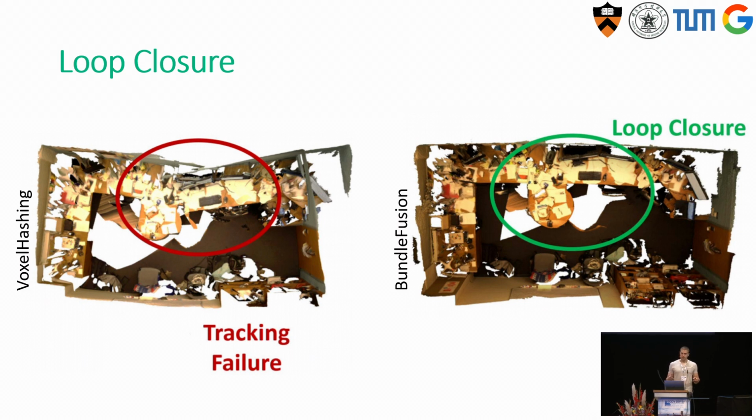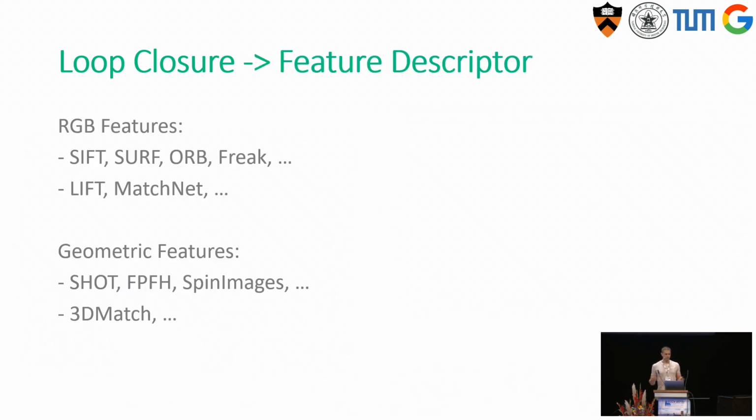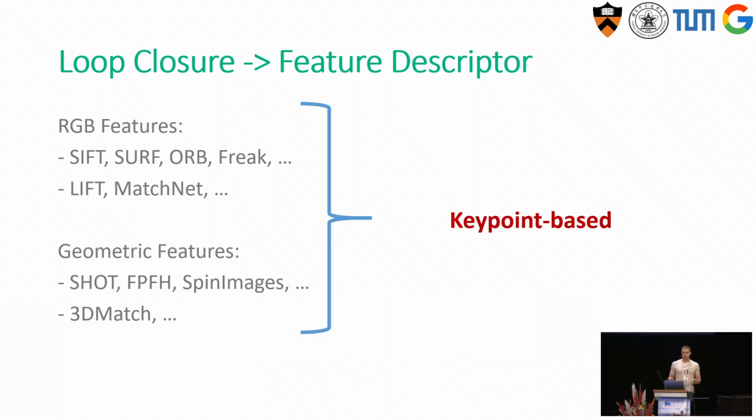And in order to solve it, we need discriminative features. In the computer vision history of the last 50 years, a lot of these features have been proposed for RGB and for geometry. We've also recently seen a lot of progress with deep learning, where we have actually learned these features, such as LIFT, MatchNet, or 3DMatch in 3D. Now, what all of these features have in common is that they're all keypoint based. Meaning that first you detect a bunch of keypoints in a frame, let's say with the Harris keypoint detector, then you compute these feature descriptors, and then you try to find matches.